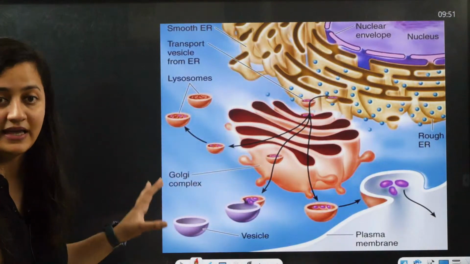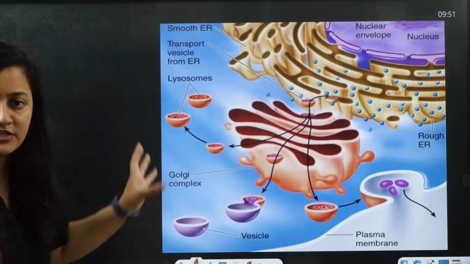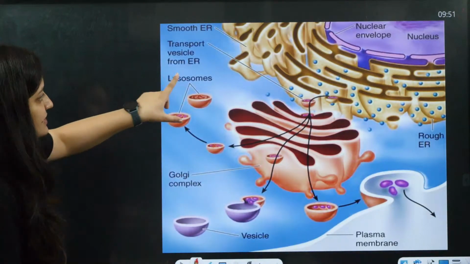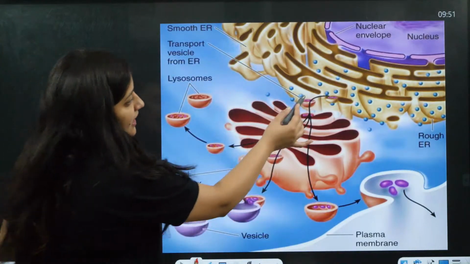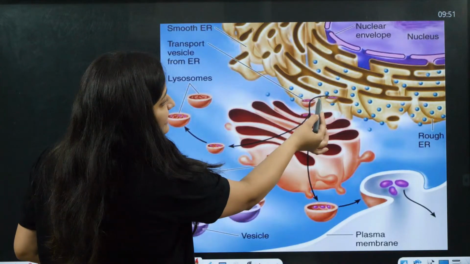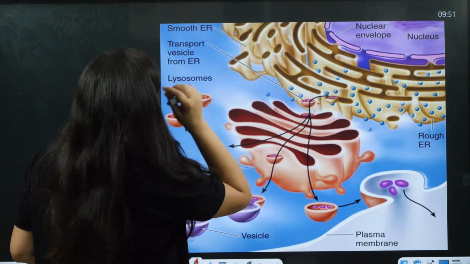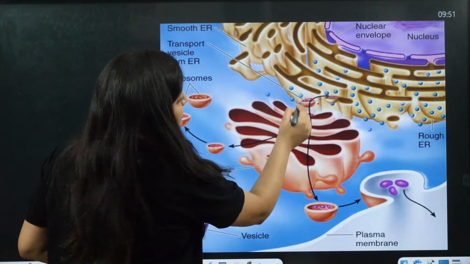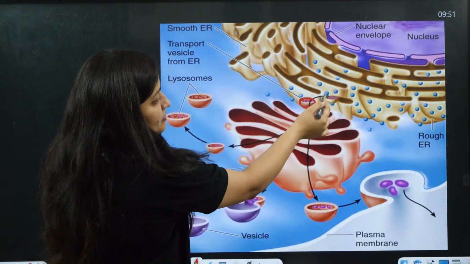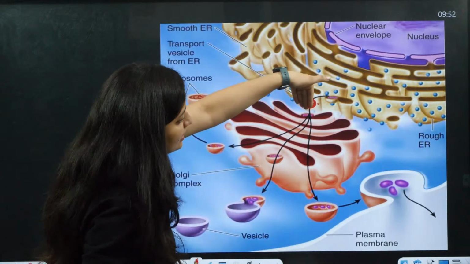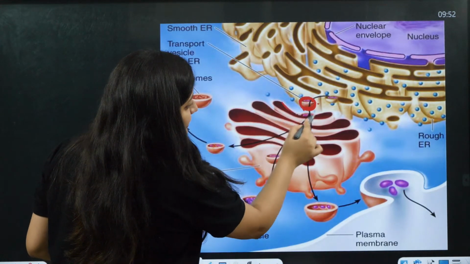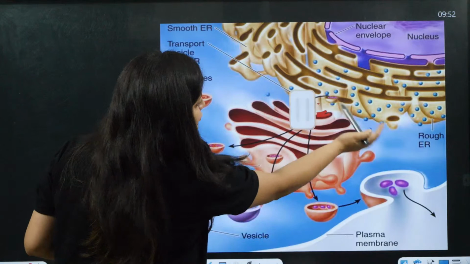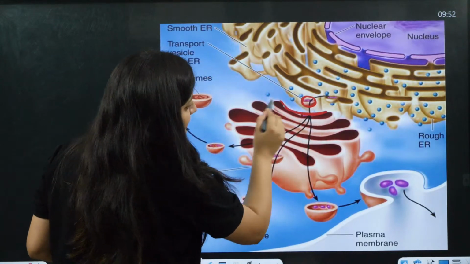This is a very good diagram. It's a beautiful diagram that explains everything. You can see how things are arranged. This is the endoplasmic reticulum. Some transport vesicles are coming from this endoplasmic reticulum. Now they are going to fuse with this Golgi apparatus. You can see it is going to fuse with the Golgi apparatus.